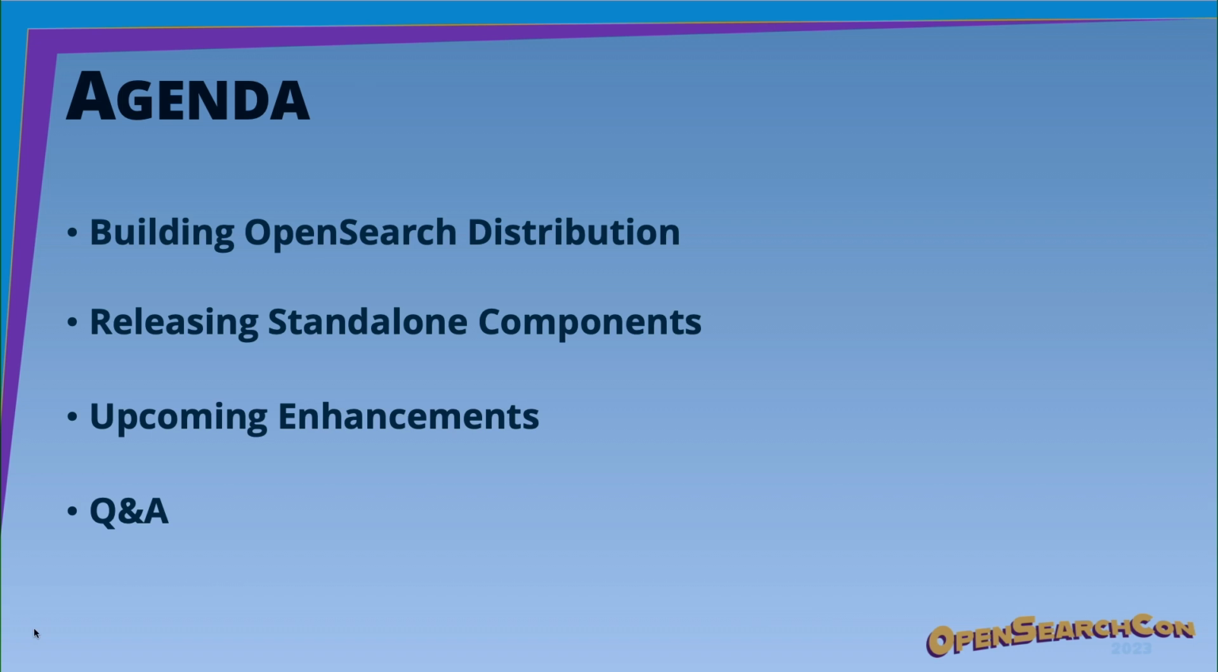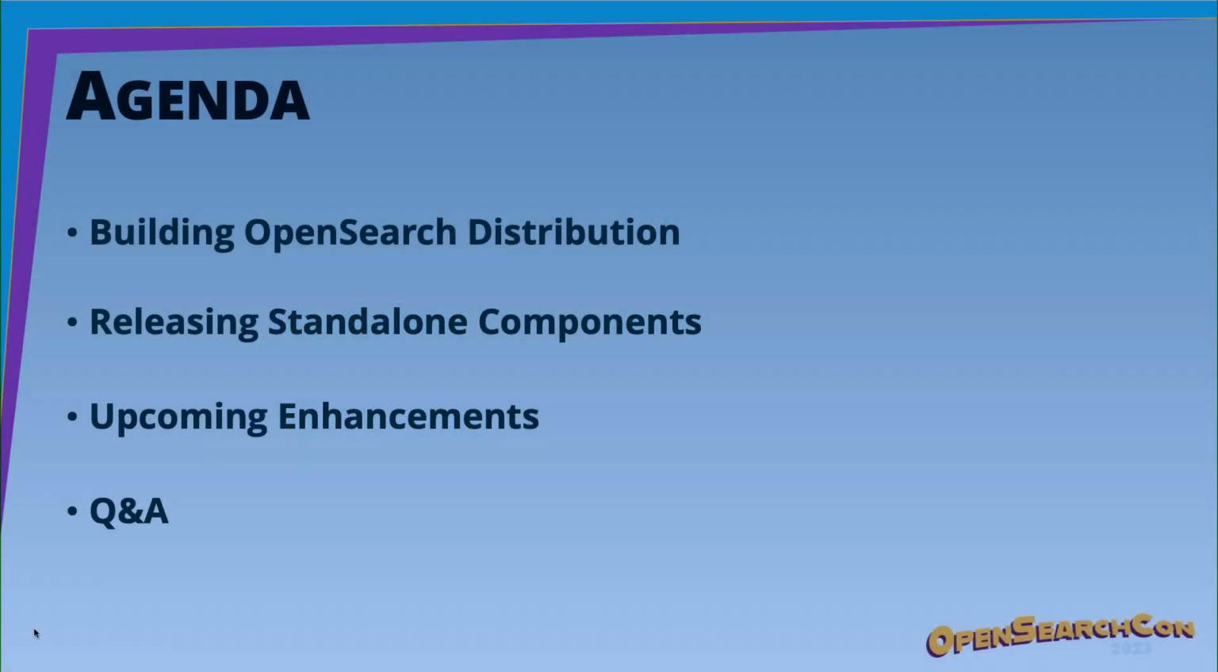We will be mostly talking about building, testing, and releasing the OpenSearch distribution. When I say OpenSearch distribution, it's basically OpenSearch and OpenSearch Dashboards core engine. And as of today, we have 20 plus plugins of each of those products. We build them, we test them, and then we release them to the community.